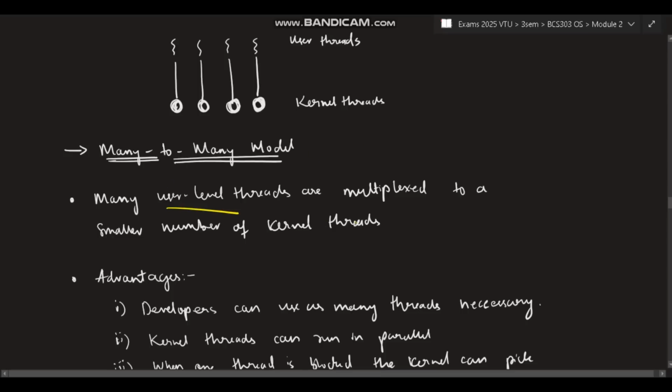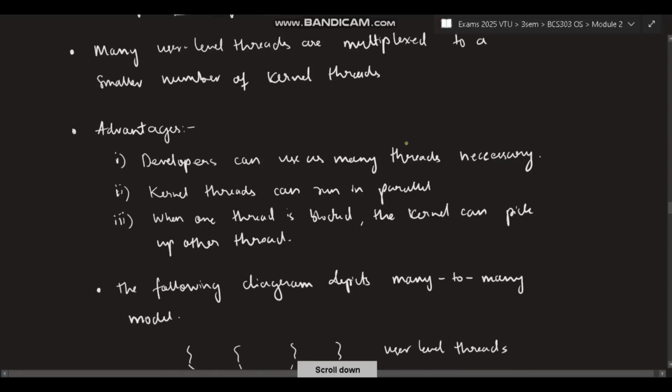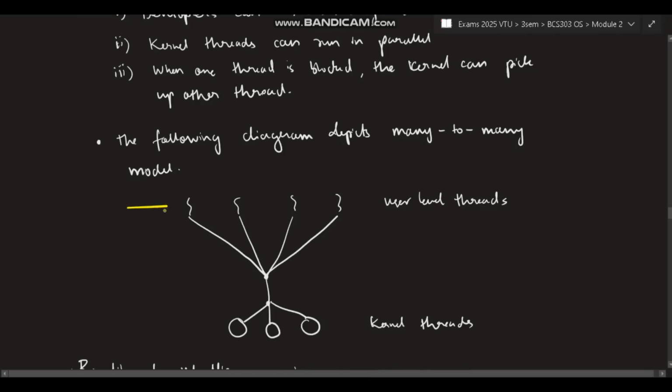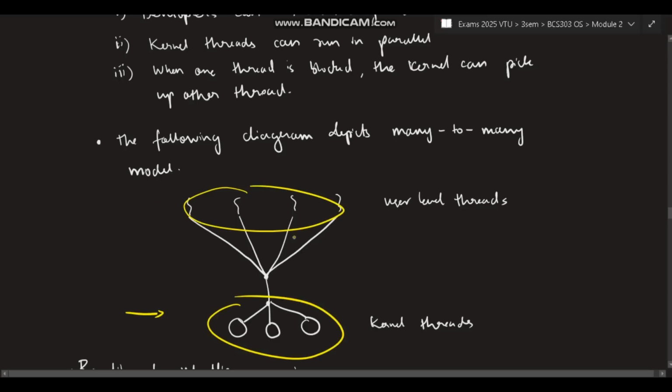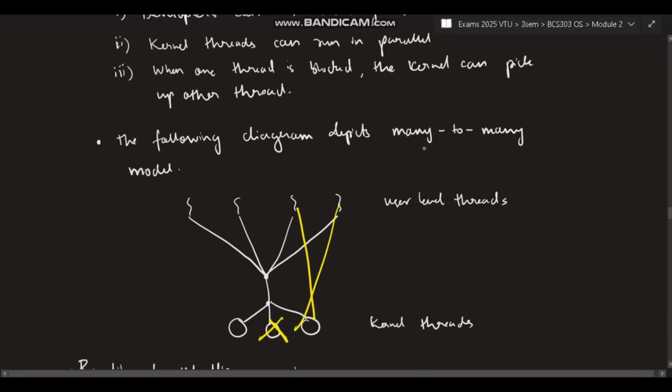Next is the many to many model. Many user level threads are multiplexed to a smaller or equal number of kernel threads. This means we have multiple user threads and multiple kernel threads also. What are the advantages? Developers can use as many threads as necessary. Kernel threads can run in parallel. When one thread is blocked, it does not stop the whole execution; the kernel will take some other thread. So options are more here, and parallel execution is also possible. Each of these will be mapped to either of these kernels, so if one kernel goes, the other threads will go to the remaining kernel. So the parallel run is possible as well as the failure chances reduce.